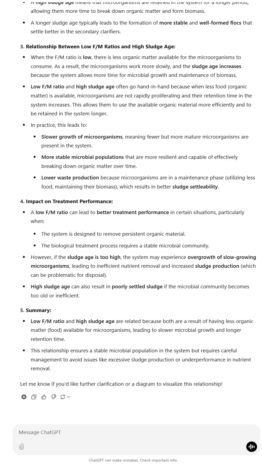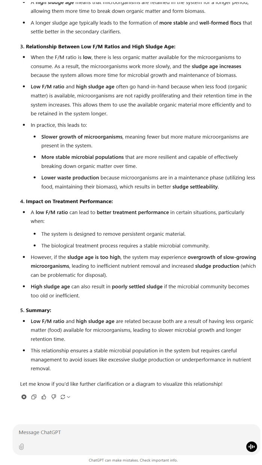Number 4. Impact on treatment performance. A slow F/M ratio can lead to better treatment performance in certain situations, particularly when the system is designed to remove persistent organic material. The biological treatment process requires a stable microbial community.